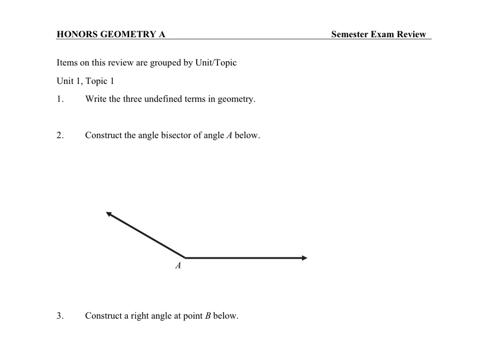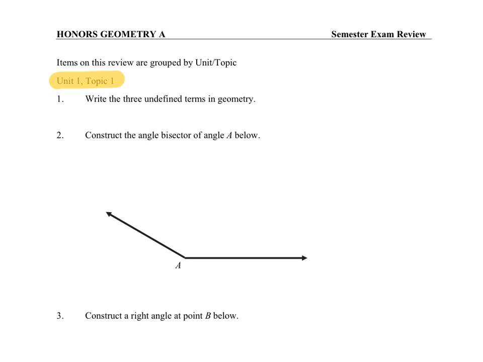This is the Honors Geometry Semester Exam Review for Unit 1, Topic 1. The first question asks us to write the three undefined terms in geometry. There are three words in geometry that are not formally defined. That is a point, a line, and a plane.